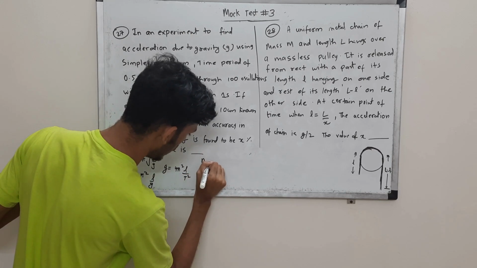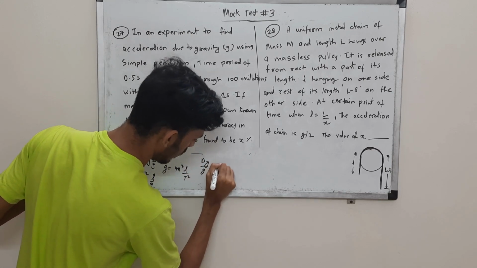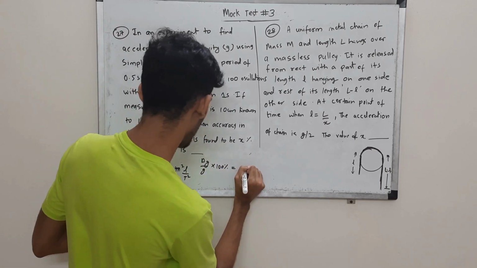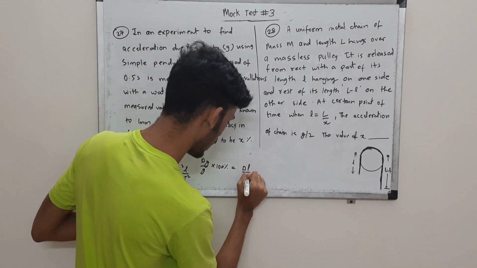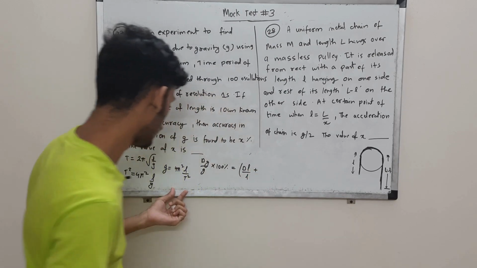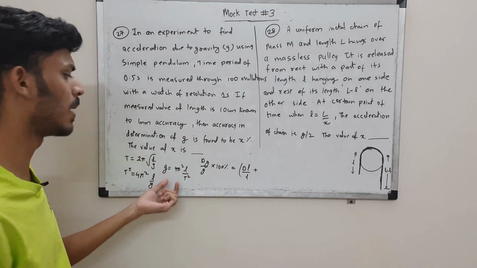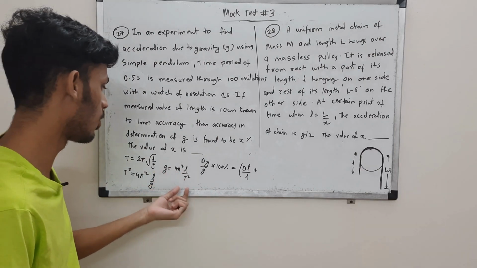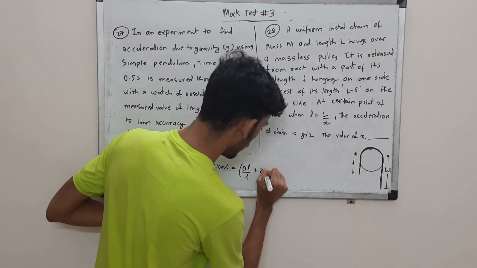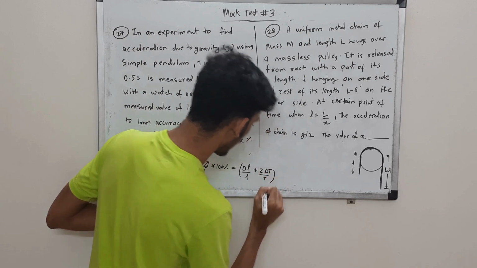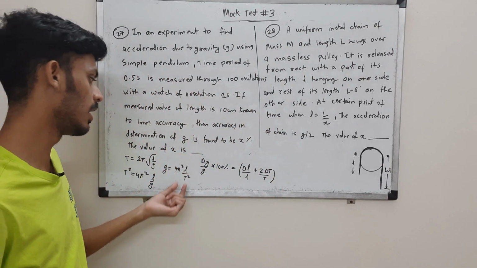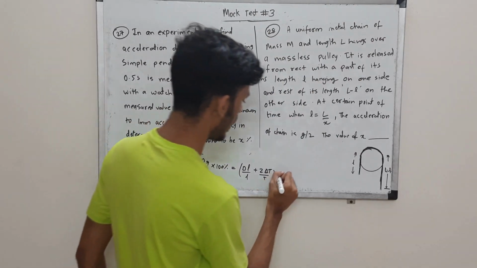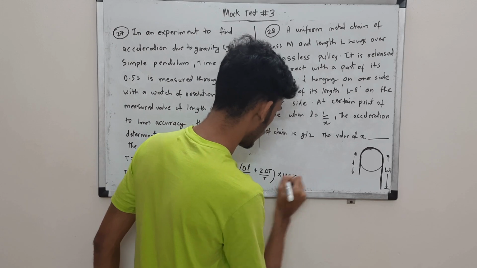So the error in G, delta G by G, let us take it as percentage error into 100%, will be the relative error in L, plus the error in T, which is to the power 2. Here 4 pi square is constant, so no issues over there, no errors in the constant. The error in T will be 2 times delta T by T, okay, because it is to the power 2, and that into 100%, okay. So now let us solve this.